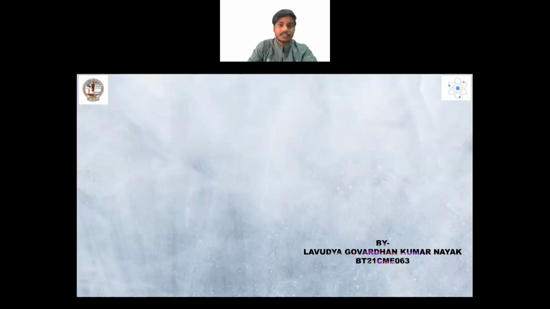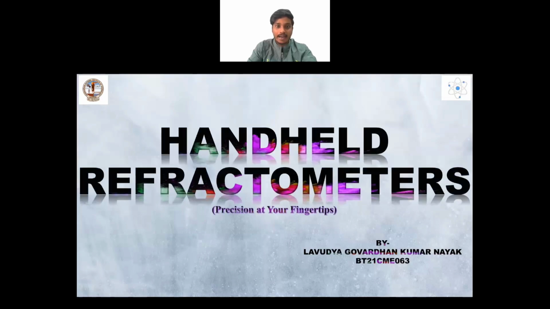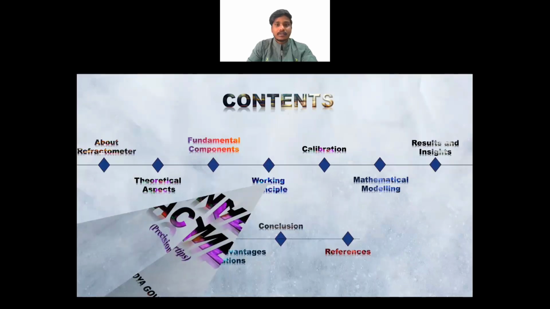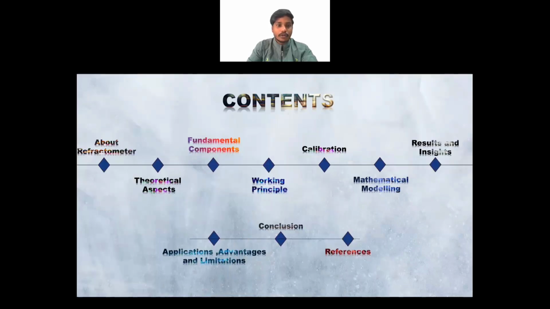Today I am here to present to you on the topic of handheld refractometers, and here are the contents that I am going to cover in this presentation. Firstly, I am going to cover the refractometer and then theoretical aspects, fundamental components, working principle, calibration, mathematical modeling, results and insights, applications, advantages and limitations, conclusion and references.